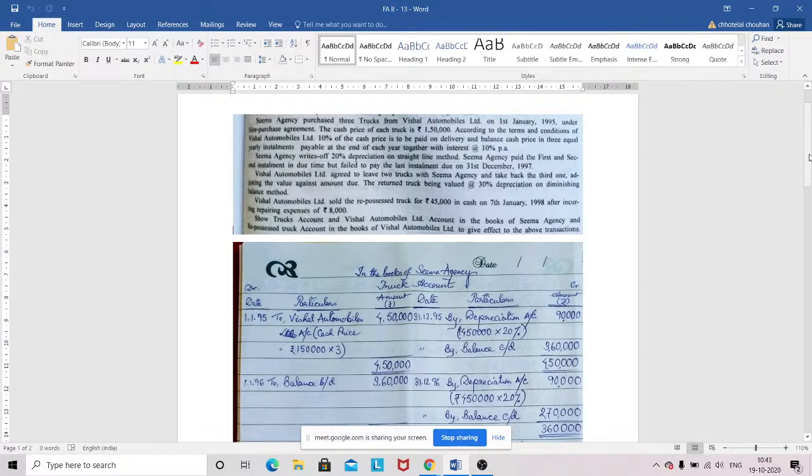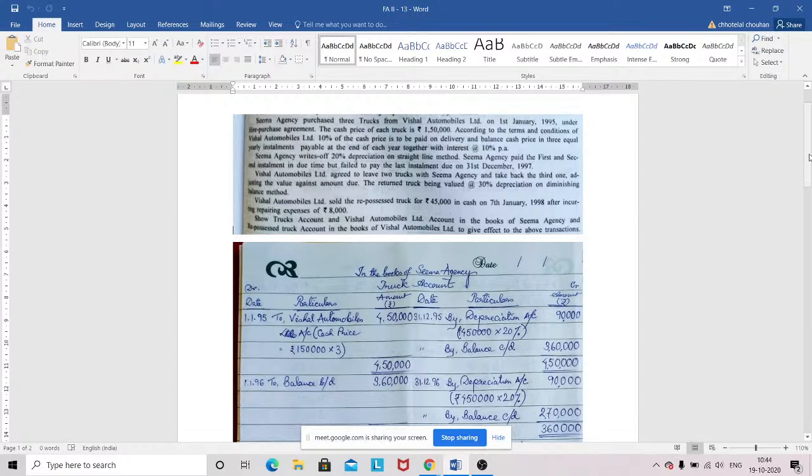Seema Agency paid the first and second installment in due time, but failed to pay the last installment due on 31st December 1997. So the hire purchaser charged 20% depreciation on a straight line basis, and after paying the first and second installment, they could not pay the third installment due on 31st December 1997.